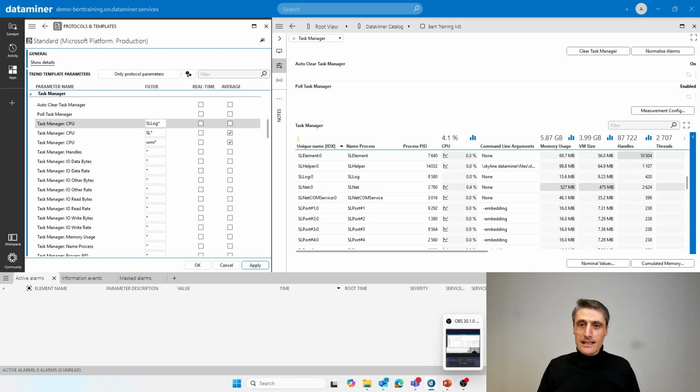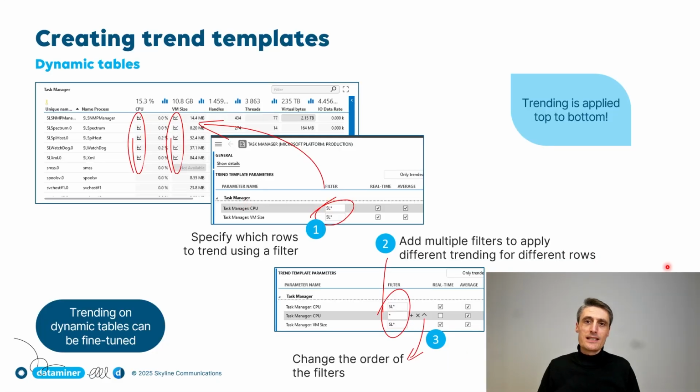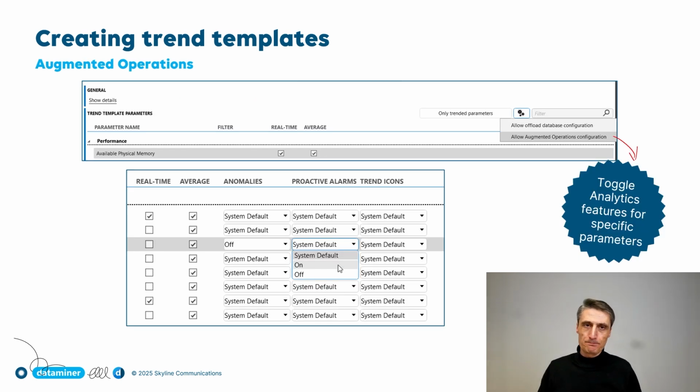Okay. So that's how it works with the filtering. That's what has been explained here. So we can do a star or we can do an SL star, and we do have the possibility to duplicate rows, to have multiple items in there, and then the order is important, top to bottom. Okay, dynamic tables, an important one to remember.